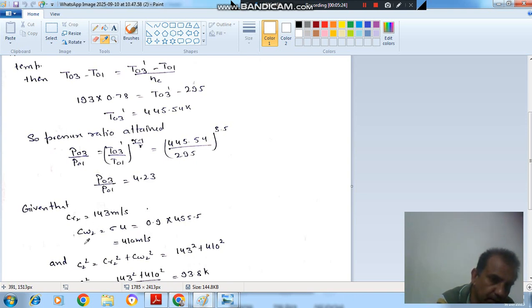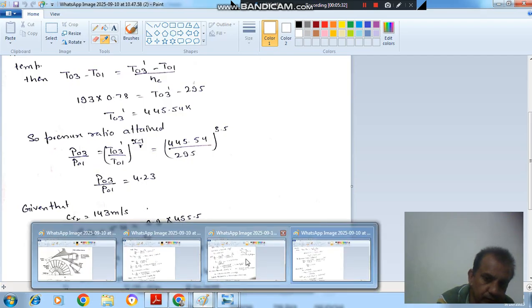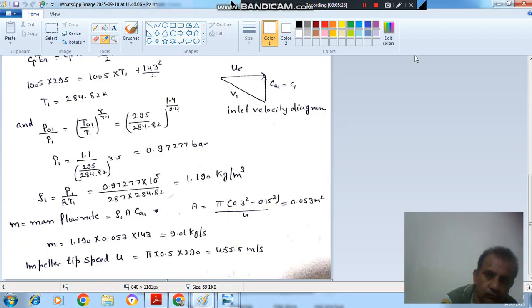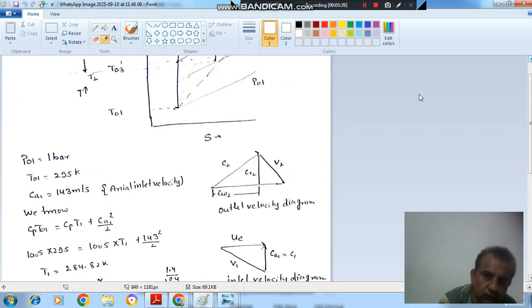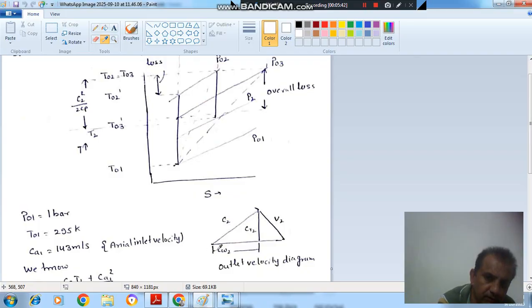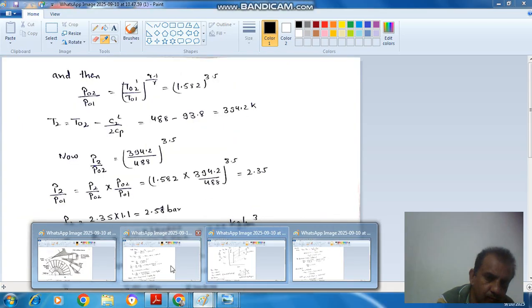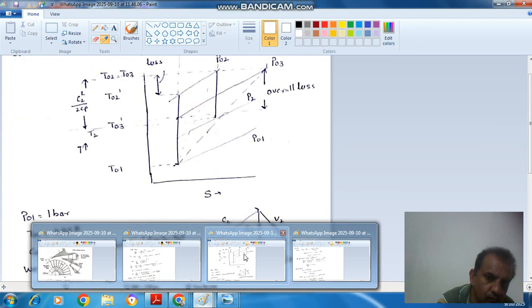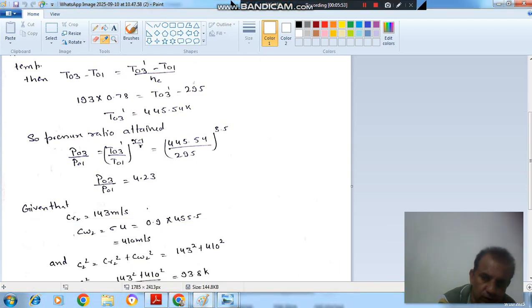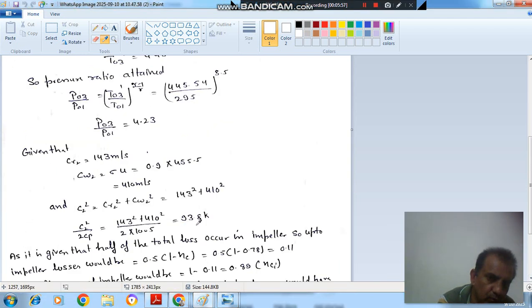So this is the one component of velocity, this is the radial component of velocity. From this we can calculate C2 square because both are perpendicular to each other. So this is your CW2, this is your CR2, and from this we calculate C2. So after calculating this C2, C2 square, we can divide it by 2CP. Okay. So our purpose is to calculate the static temperature at the impeller outlet or diffuser window.